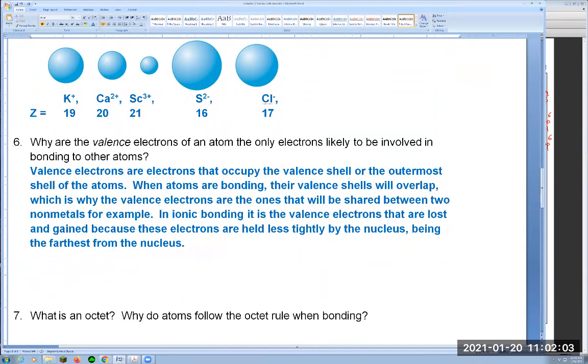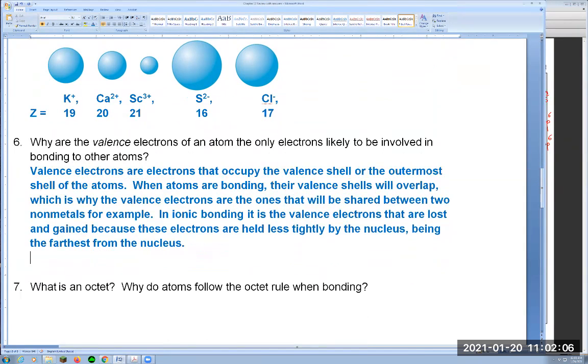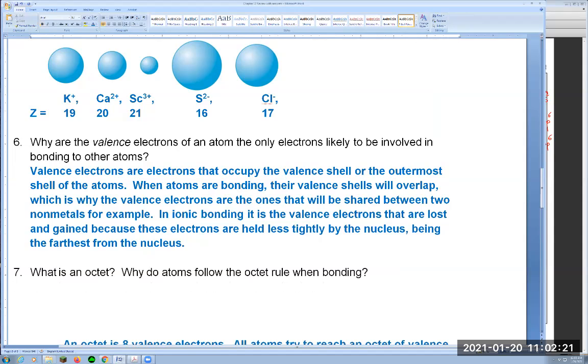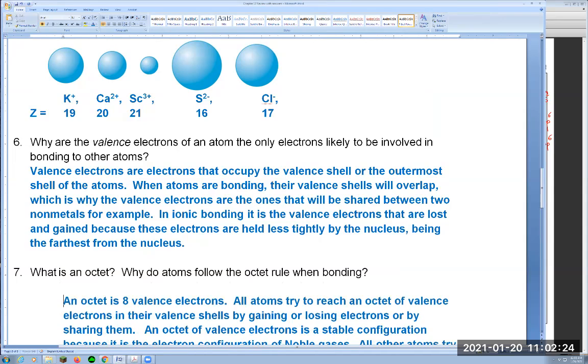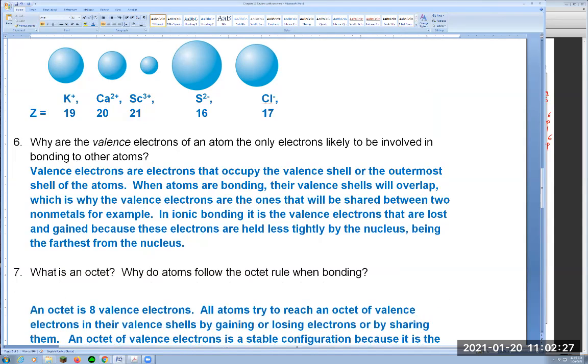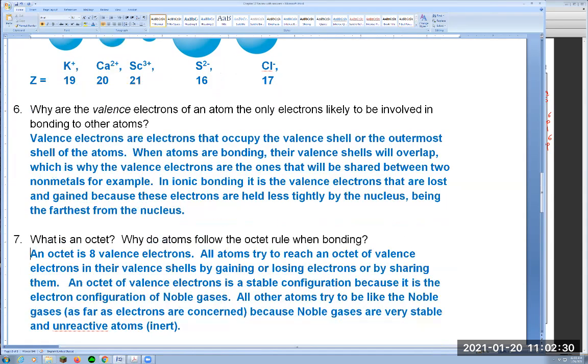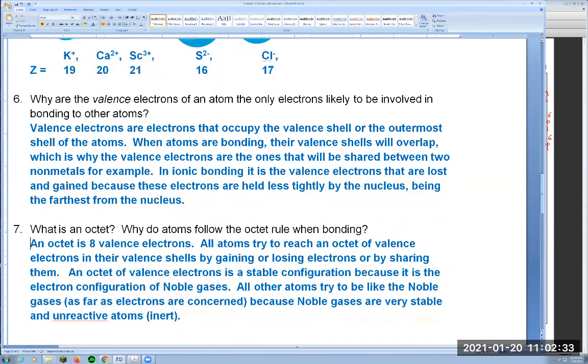Question 7, what is an octet? Why do atoms follow the octet rule when bonding? So you will learn in chapter 12 how to do Lewis structures. And all atoms, when they are bonding, follow the octet rule. So what is an octet? We said that earlier. An octet is 8 valence electrons, right? Octet comes from the root octo, which is the prefix for 8. So an octet is 8 of something. And here in chemistry, it's usually for 8 valence electrons that we use this term.